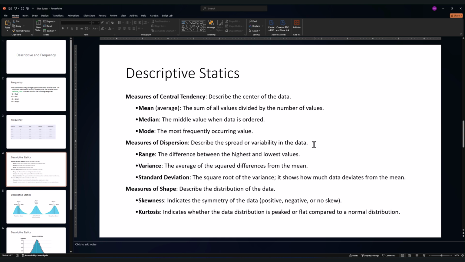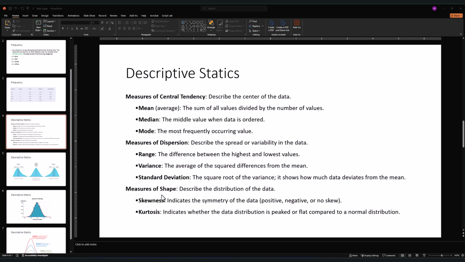Measures of dispersion describe the spread or variability in the data. Range describes the difference between the highest and the lowest value. Variance, on the other hand, is the average of the squared difference from the mean. Standard deviation shows how much the data deviates from the mean.